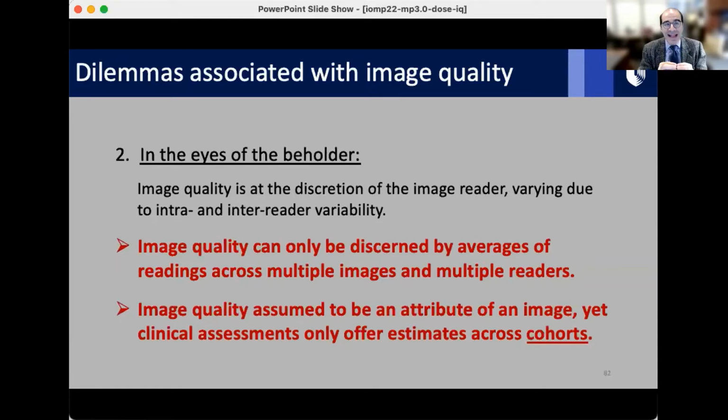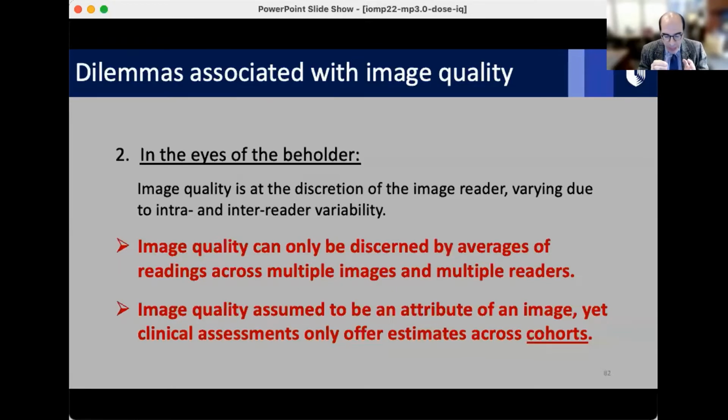Image quality is at the discretion of the image reader, varying due to intra- and inter-reader variability. What does that do to us? It would make image quality only discernible by averages of reading across multiple images and multiple readers.